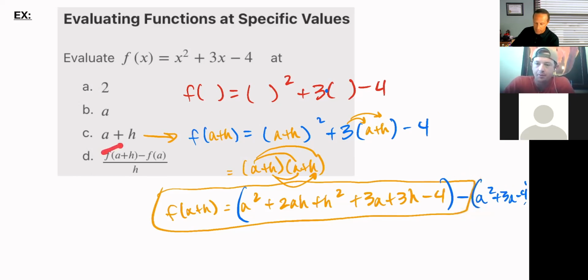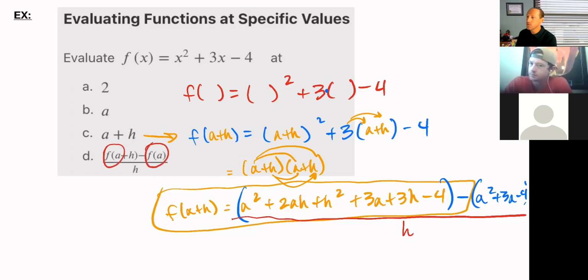And when you take f of a plus h and you subtract f of a, what do you expect to happen? For some to cancel out. What? What stuff? The a squared, the 3a, the -4. Yeah, I would anticipate the whole f of a part would cancel out since I had it and more there.